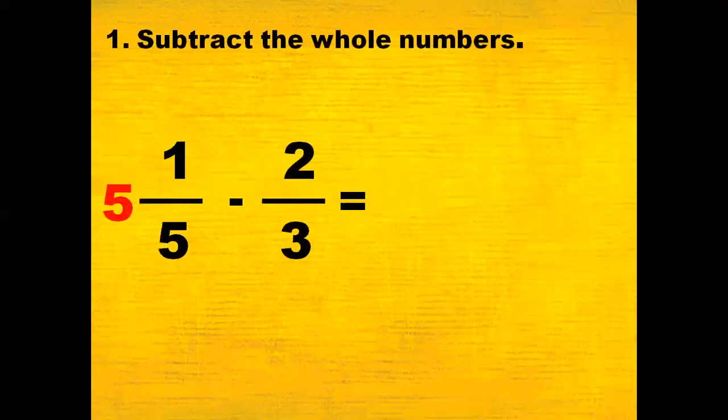Subtract the whole numbers. So we have 5 and 1/5 minus 2/3. Since in our subtrahend, 2/3 has no whole number, 5 minus 0, we will get 5 as our whole number. So we just bring down 5.